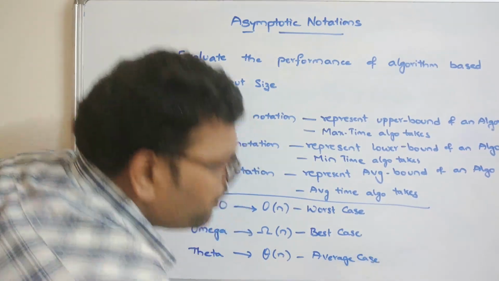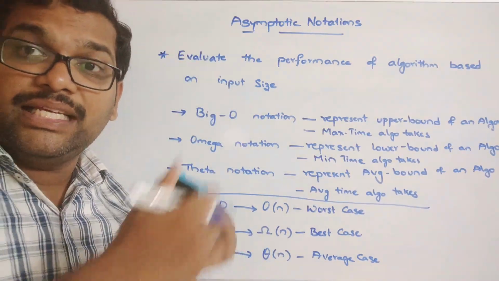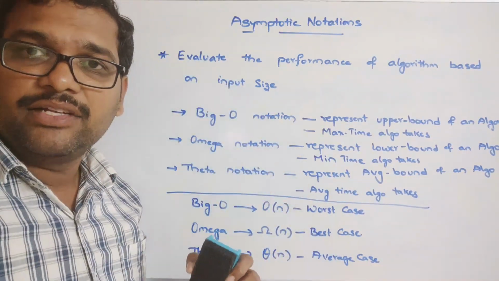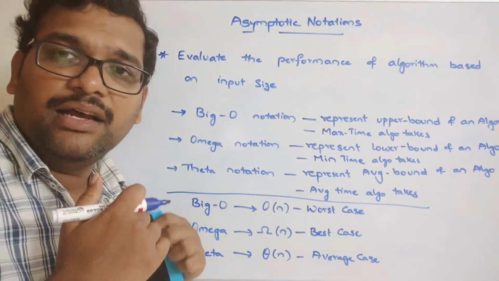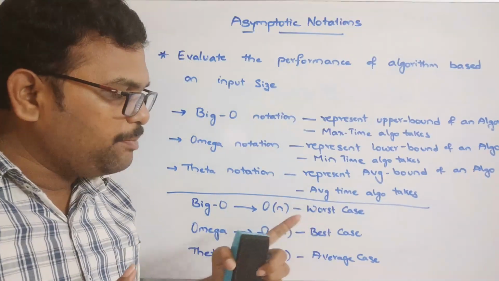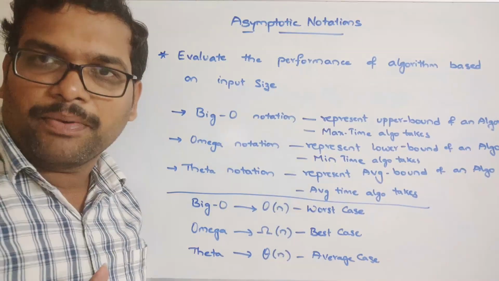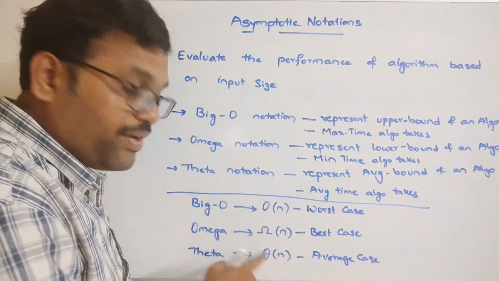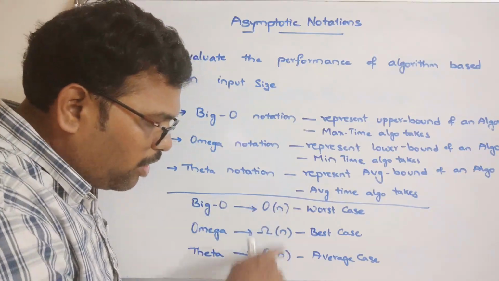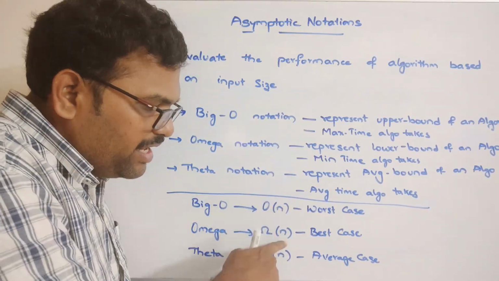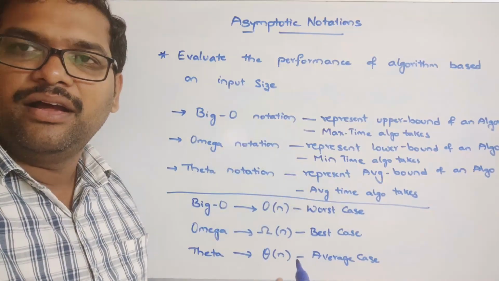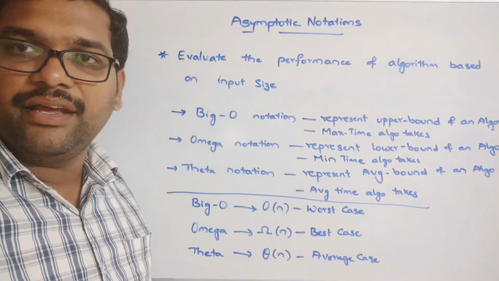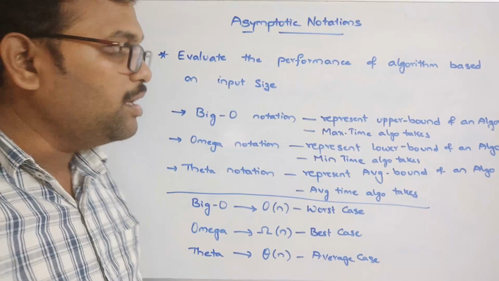So for every algorithm we can have these three different cases: best case time complexity, worst case time complexity, and average case time complexity. The representation will be different, with three different symbols. And here we are taking n, which is nothing but our linear time complexity.